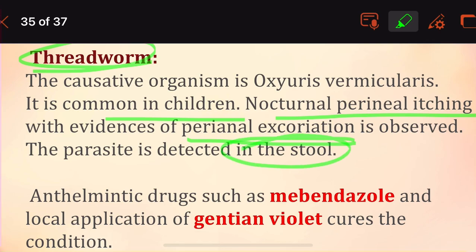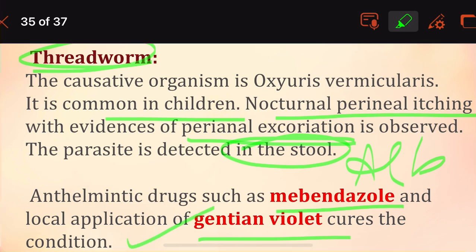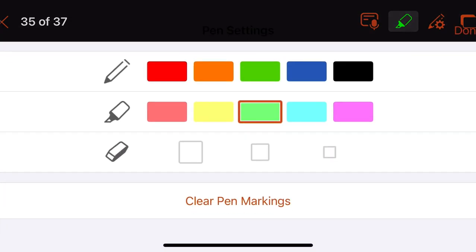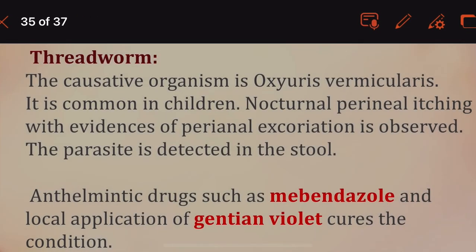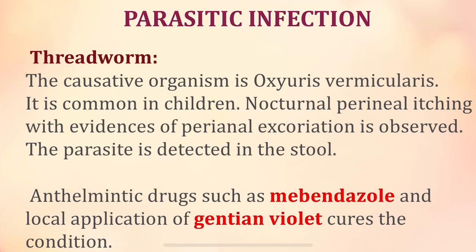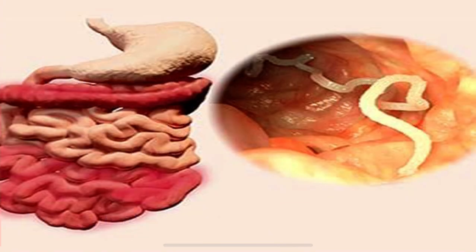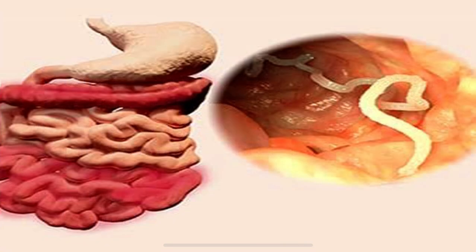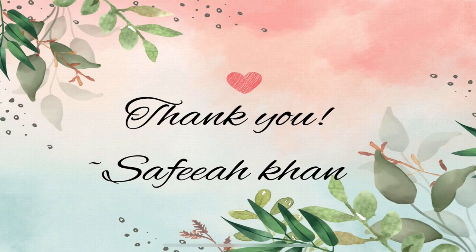So we have to give them mebendazole or albendazole, and the local application of gentian violet will cure the condition. These are anti-helminthic drugs, since threadworm is a helminth parasite. So we require anti-helminthic drugs like mebendazole, and gentian violet will cure the condition. This is a threadworm which is found in the intestines. It can also result in perianal excoriation when the eggs are laid there.